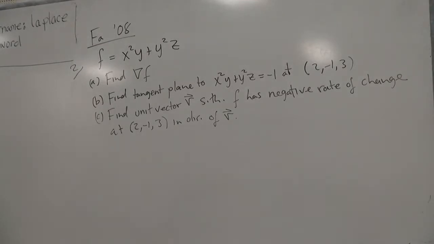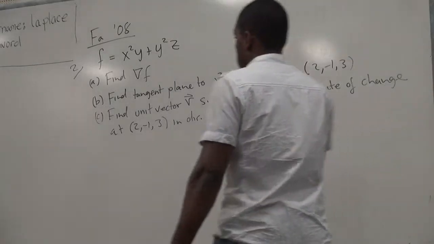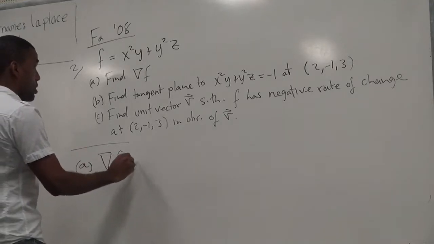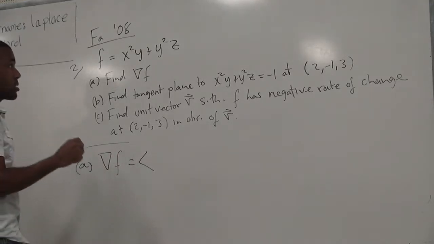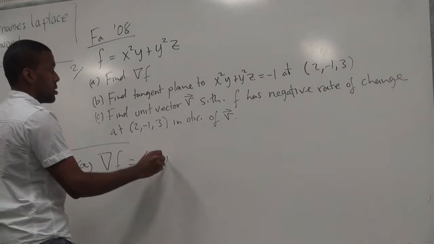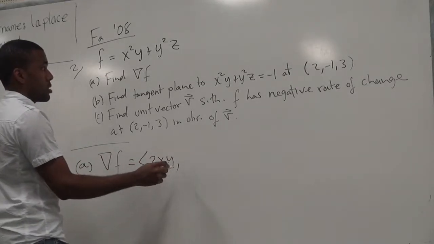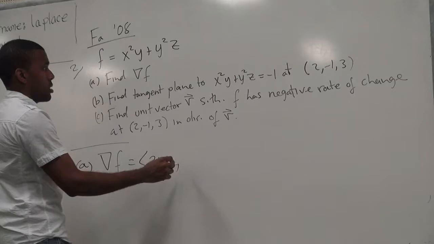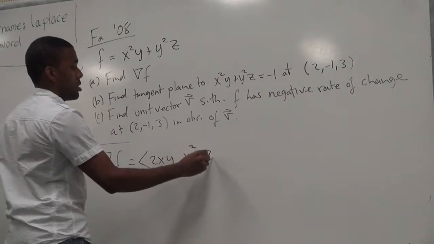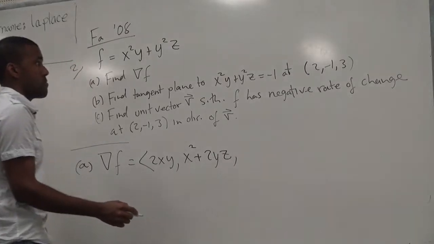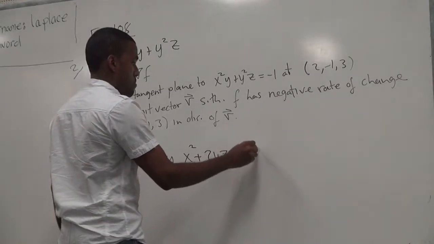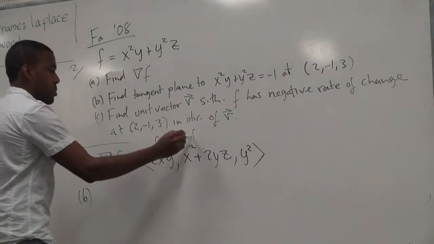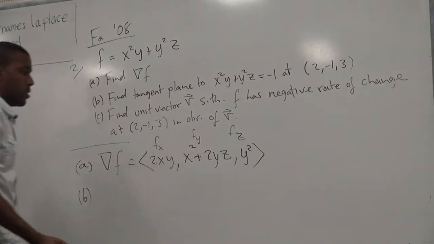You asked about part C, but we'll do the rest just as a refresher. Gradient of f is equal to what? That would be 2xy, x squared plus 2yz, and then y squared. Okay, that's it. Remember, this is just the partial with respect to x, partial with respect to y, partial with respect to z.